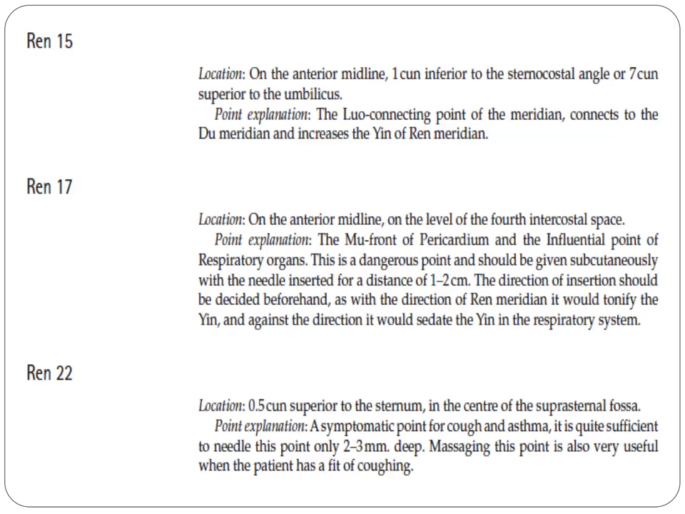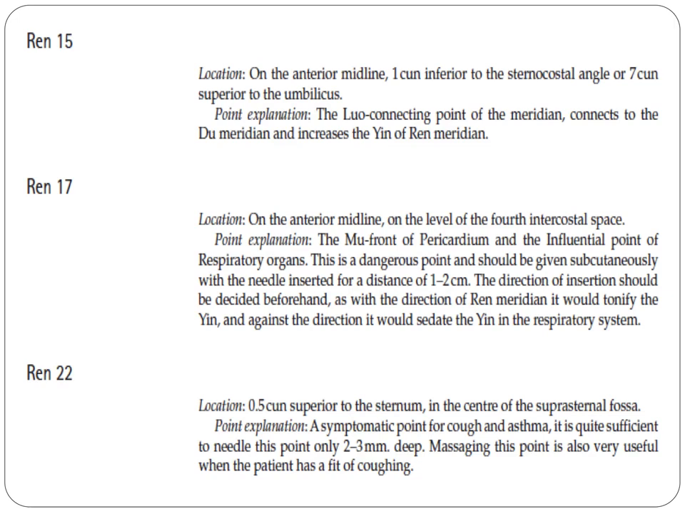REN17 is the front mu point of the pericardium and the influential point of respiratory organs. REN17 is a dangerous point and should be needled subcutaneously with a needle inserted for a distance of 1 to 2 cms. The direction of insertion should be decided beforehand. With the direction of REN meridian, it would tonify the yin, and against the direction, it would sedate the yin in the respiratory system.